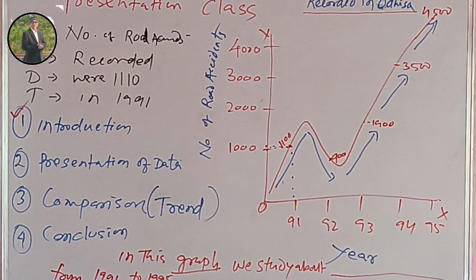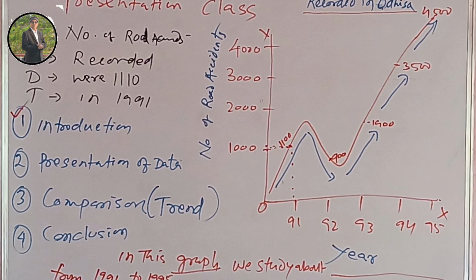So here one thing you keep in mind while connecting these sentences into a paragraph: you use some conjunctions like this: and, however, whereas, etc. Then now we can go for the trend. So here in the trend, you have to focus on the rise and fall of the data. So you should begin like this. The trend shows that the number of road accidents first increased, then decreased in 1992, and from 1993 onwards it started increasing continuously. This is the trend.